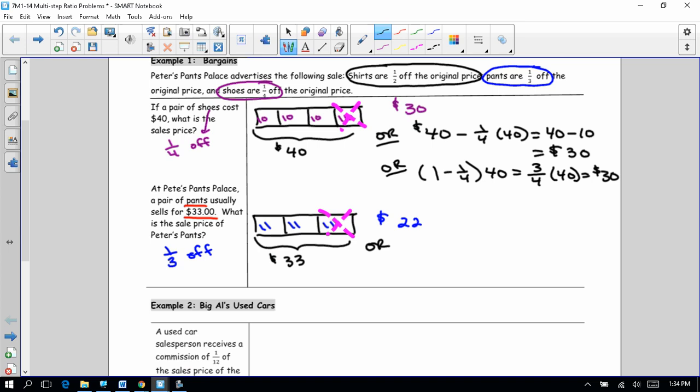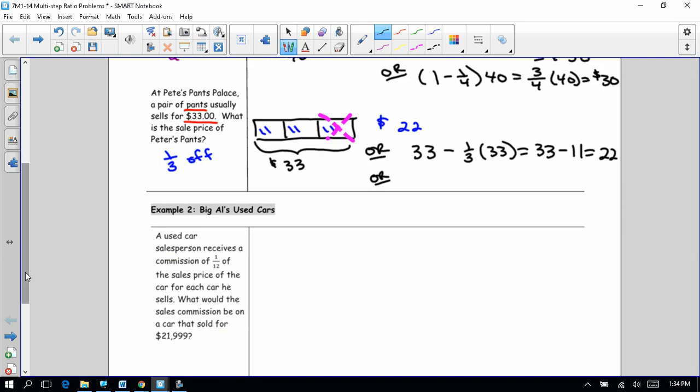Okay? But of course, Mrs. Hoekstra knows other ways to solve it, so let's try it another way. I could take the full price and subtract 1/3 of the full price. So in other words, I could take $33 and subtract 11, because 1/3 of 33 is 11, and again, I get $22. Or, for those of you who don't want to deal with those numbers like that, I take the full price, subtract the 1/3, and multiply by the whole price. Or in this case, 2/3 times 33. And again, I still get $22.